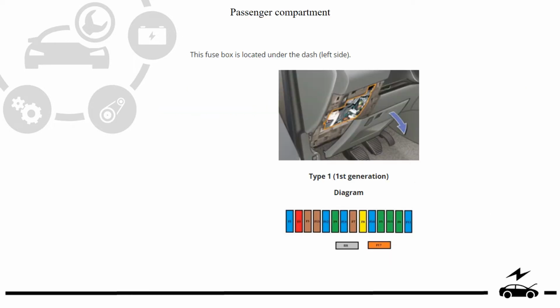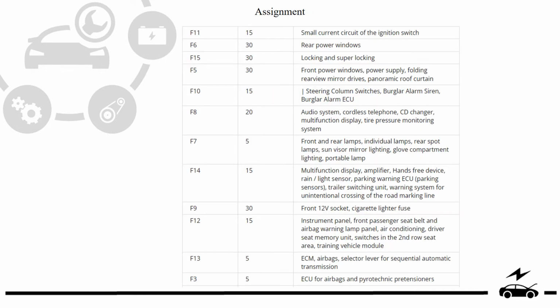Passenger compartment. Fuse box. Location. Type 1. Diagram. Assignment.